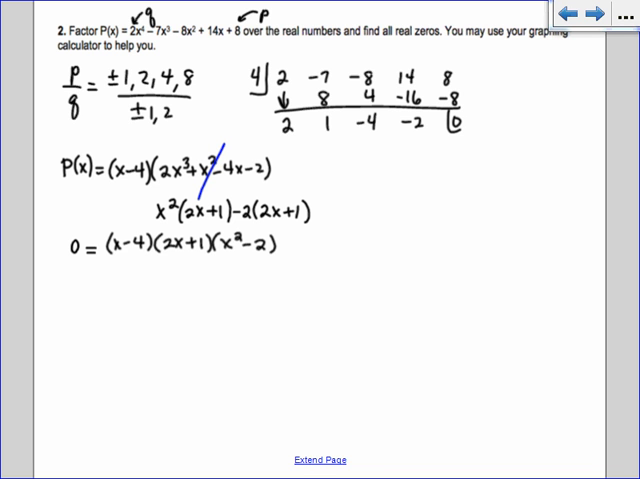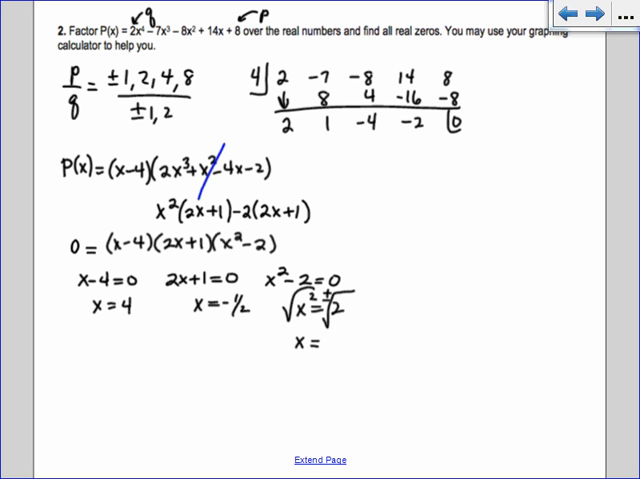So if I'm finding my zeros, I set it all equal to 0. So I say x minus 4 equals 0, 2x plus 1 equals 0, x squared minus 2 equals 0. So I get x equals 4. The next one, if I subtract 1 and divide by 2, I get x equals -1/2. And what about the next one? Square root of 2? Thank you, Yaya. Plus or minus the square root of 2. I knew it was plus or minus square root of 2.